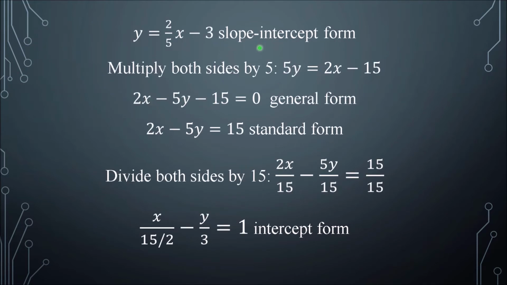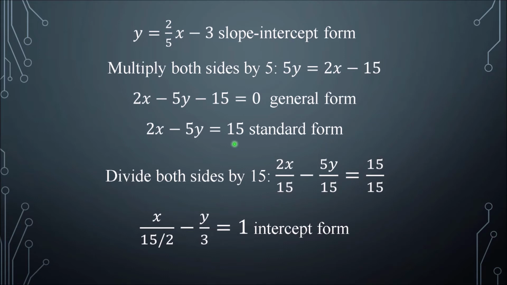Now, we need to change this to general form. First, because there's a denominator of 5, we need to multiply all sides by 5. So 5 times y is 5y. 2 fifths times 5 is 2. And then negative 3 times 5 is negative 15. And then from here, we transfer 5y to the other side, so it will become negative 5y. And then copy negative 15 equals 0. That's the general form. Now from general form, we transfer negative 15 to the other side. It will become positive 15. And that's the standard form.